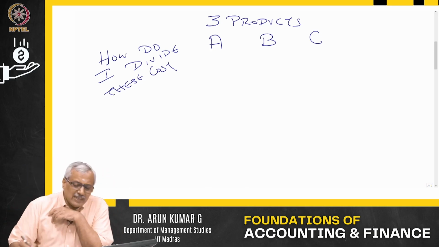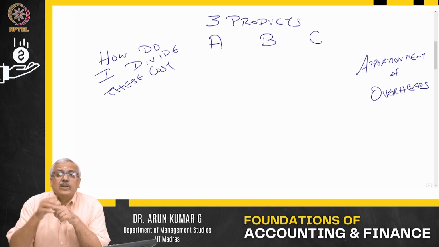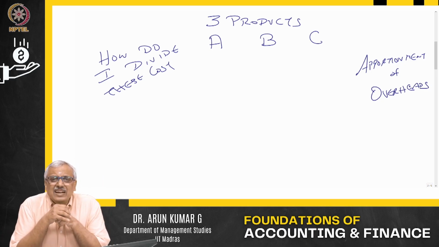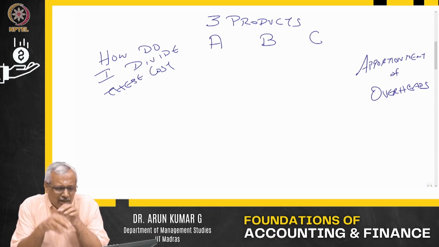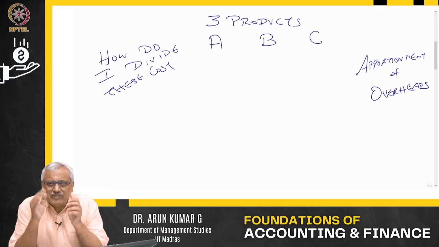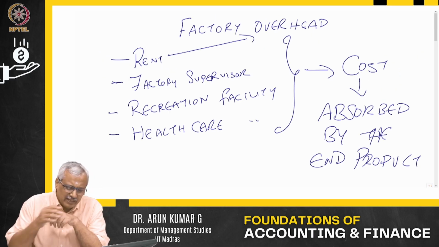So, that is what we call apportionment of overheads. Now, it is always a bigger challenge. Apportioning, let me use the simple English word, dividing this cost among these 3 products A, B, C is always a bigger challenge. What is the basis on which I have to divide these costs? I have listed the costs in the previous sheet, these are the different costs.